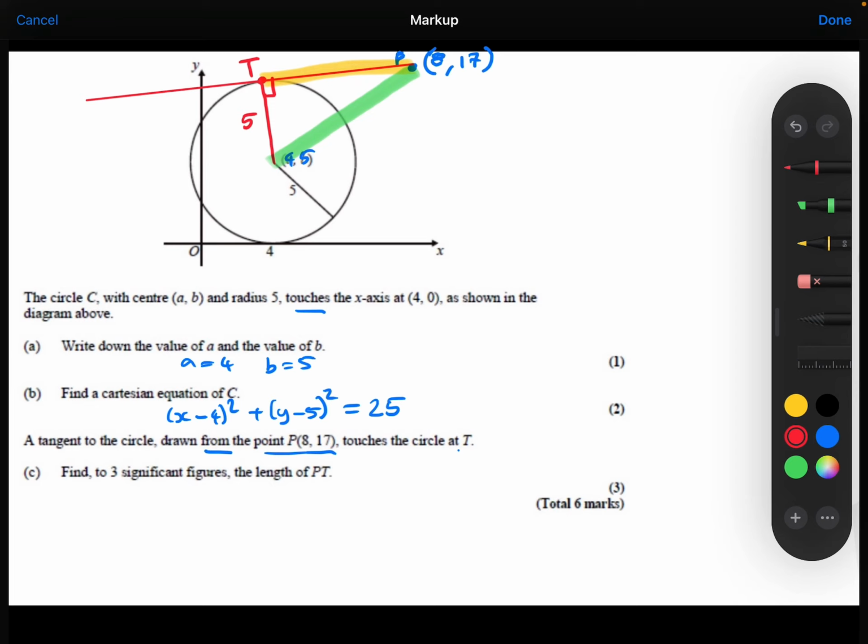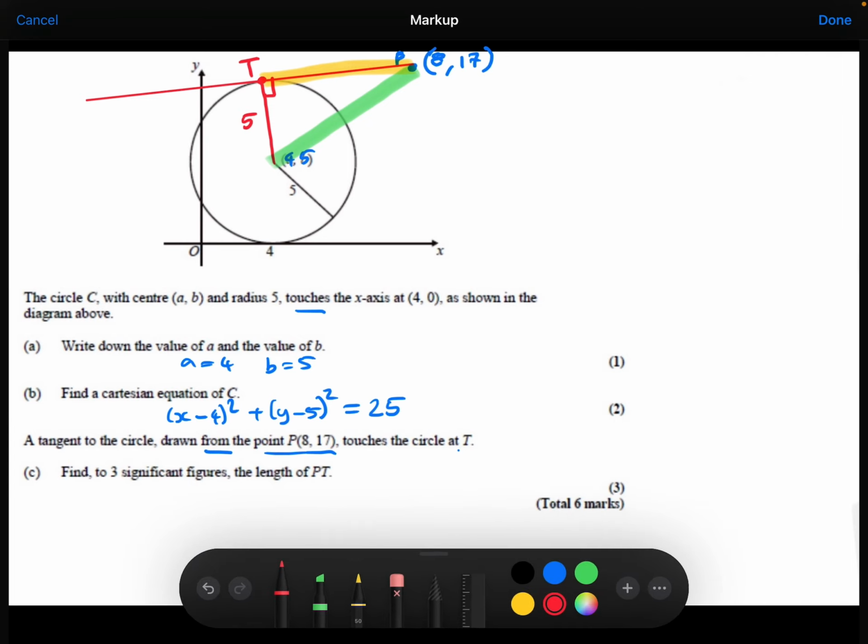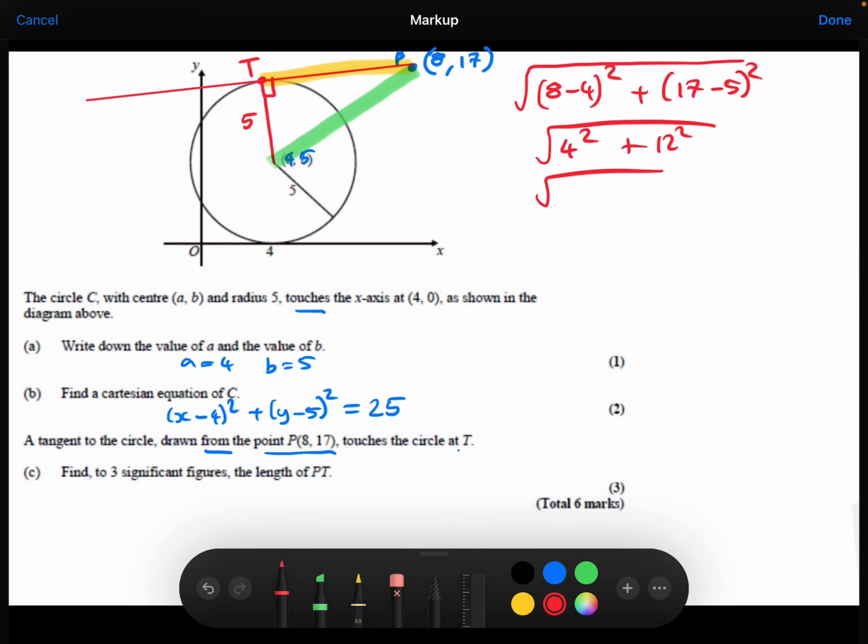So let's work out this green length, the distance between point P and the centre of the circle. We know their coordinates, so let's do the change in the x coordinates squared plus the change in the y coordinates squared, all square rooted. So if I do that, I get 4 squared plus 12 squared, which is 16 plus 144, or the square root of 160. So this green line is root 160.